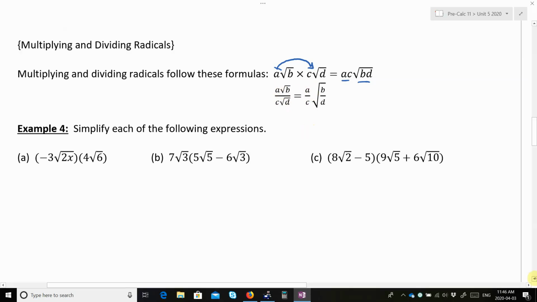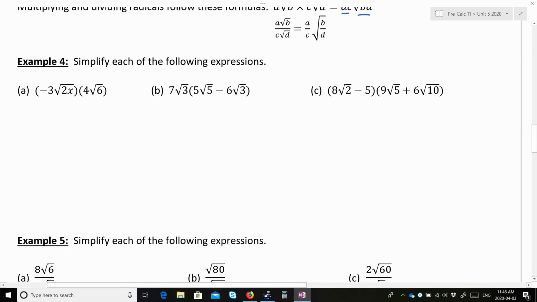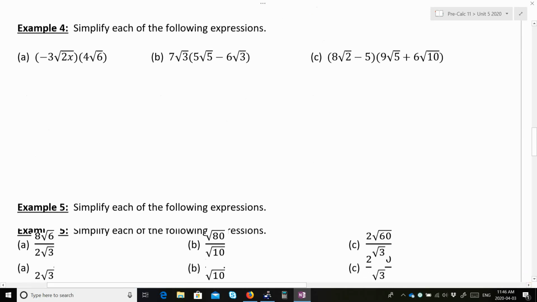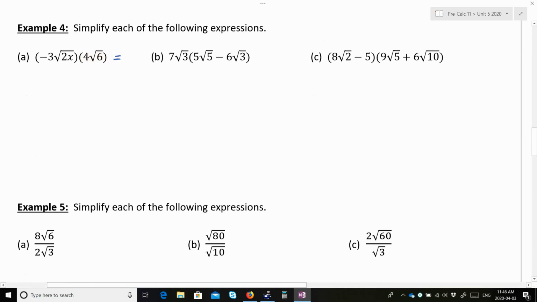So here's how it looks in practice. Example 4, simplify each of the following expressions. We have negative 3 times the square root of 2x times 4 times the square root of 6. So I'm going to go negative 3 times 4, which is negative 12. And the square root of 2x times the square root of 6, I would go 6 times 2x, which is 12x. And I could write that for starters.